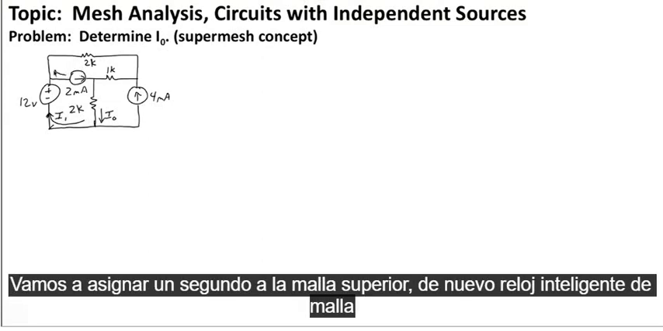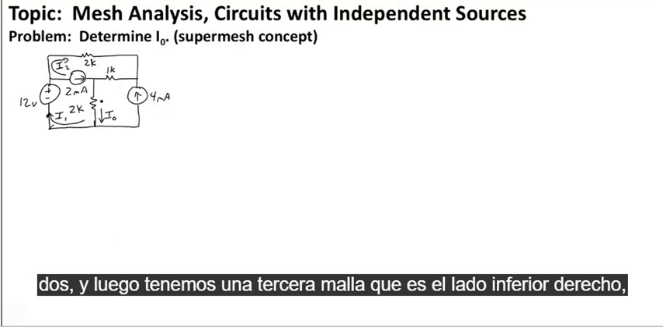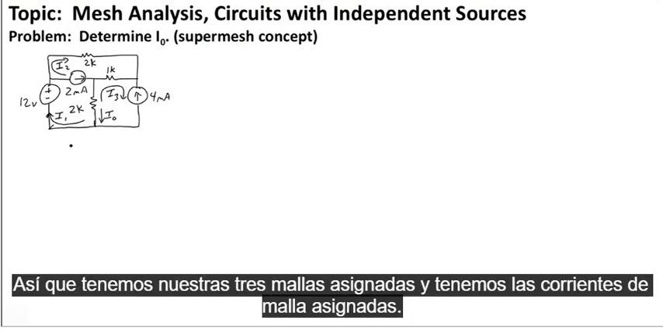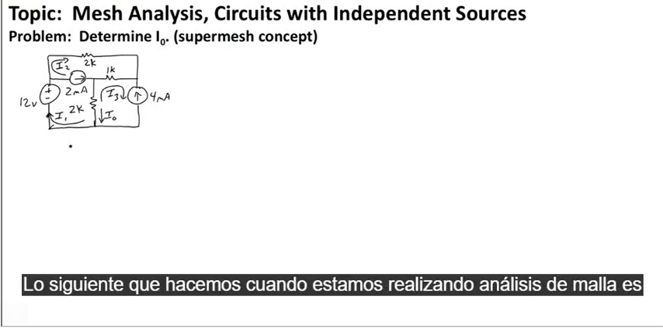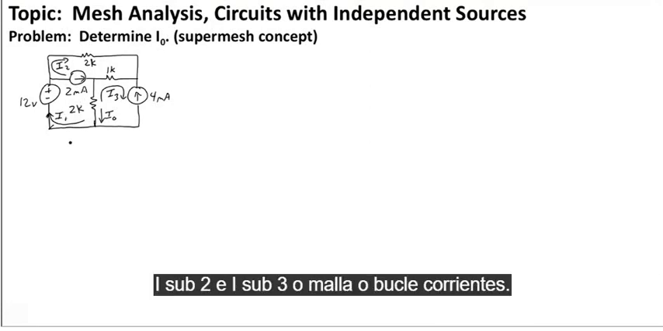We're going to assign the second one to the top mesh, again clockwise for mesh 2, and then we have a third mesh, which is the lower right-hand side, and we're going to assign current I sub 3 to that mesh. So we have our three meshes and mesh currents assigned. The next thing we do when performing mesh analysis is sum up the voltages around our meshes, ultimately so that we can find the values for I sub 1, I sub 2, and I sub 3, our mesh or loop currents.